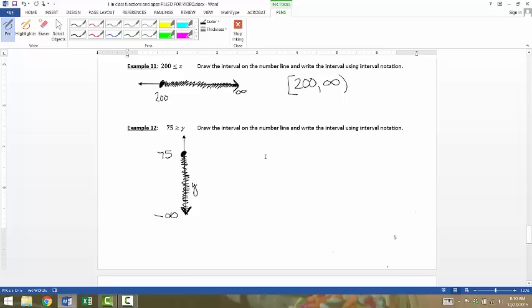So when we write it in interval notation, the low end is negative infinity, comma, the high end is 75. Negative infinity, you can't actually equal it, so it gets a parenthesis. 75, it's a closed circle. It's less than or equal to, so it gets a bracket. There's your interval notation.